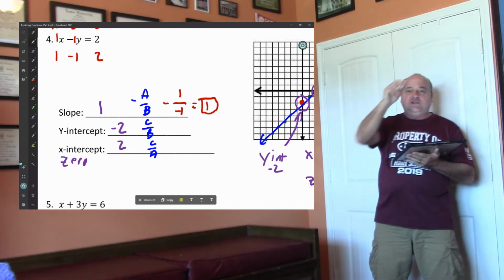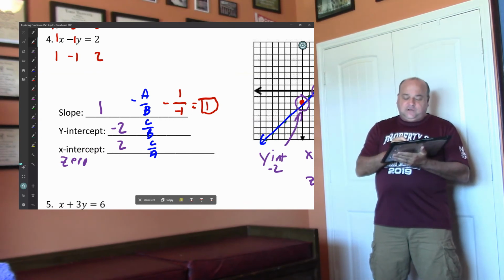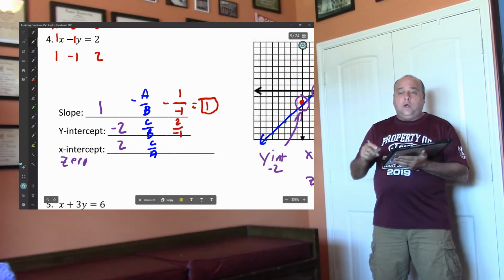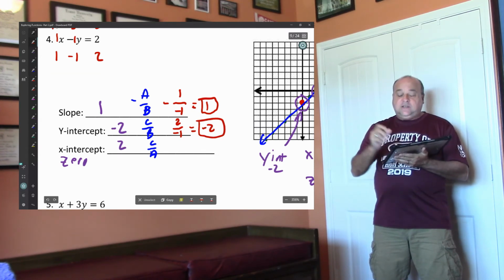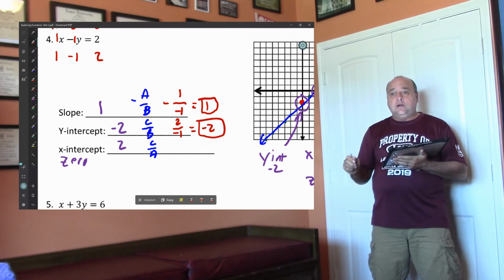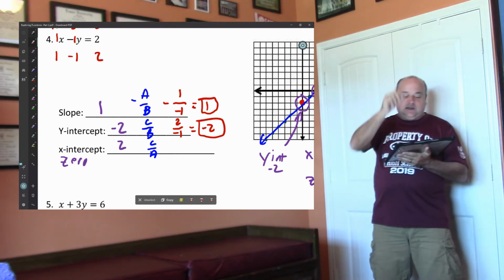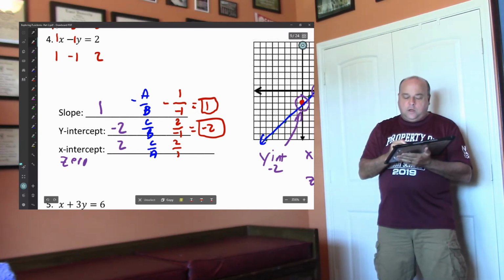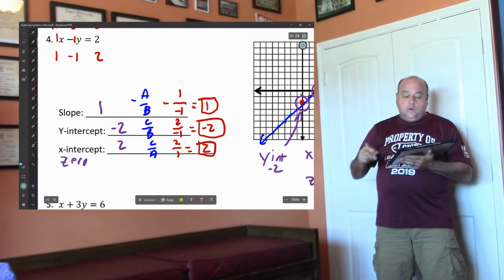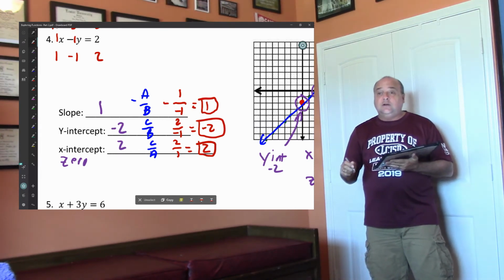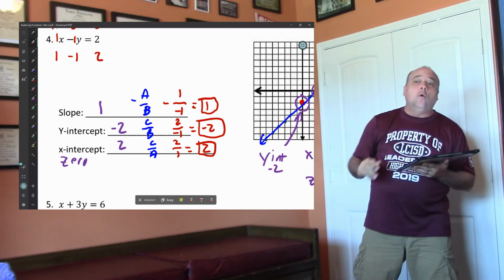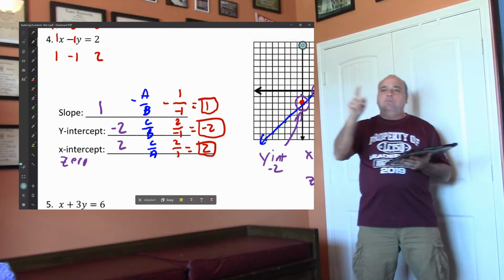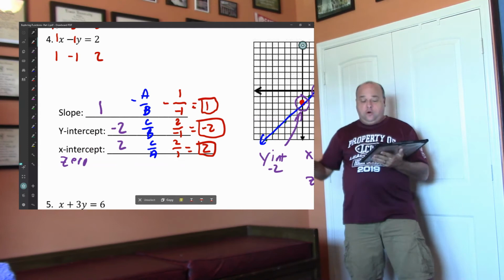Now then, let's do c over b. C is 2, and b is -1. 2 divided by -1 is -2. Notice it matches up to the y-intercept, doesn't it? And then c over a would be 2 over 1, which is equal to 2, which is the exact same thing as our x-intercept. That's just like eating an Oreo cookie. That's more power.